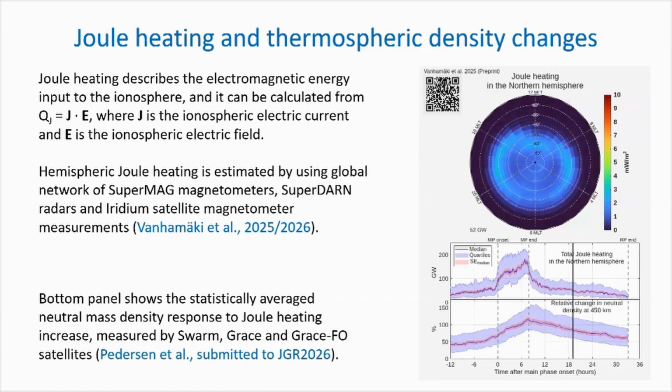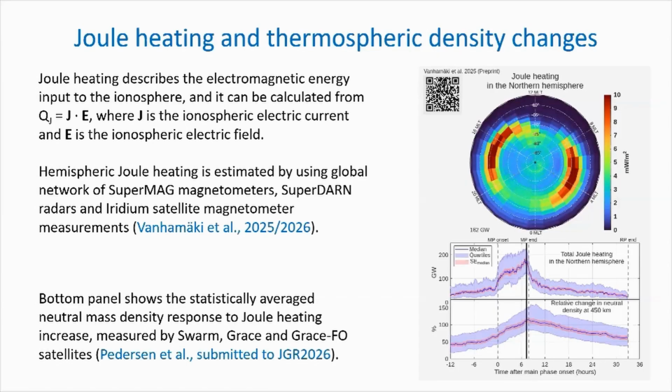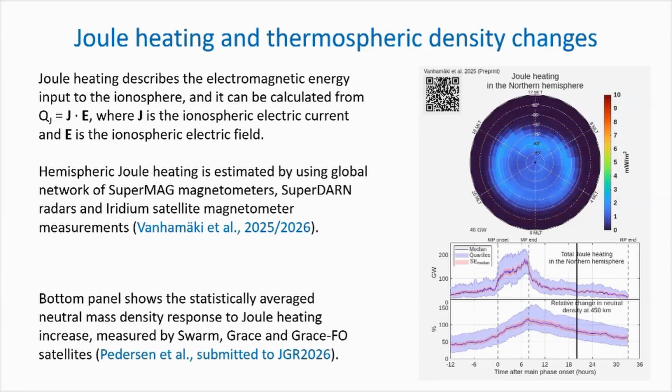And here I have two panels. So this upper panel is the integrated Joule heating in the northern hemisphere, and the lower panel is the analysis of the neutral density changes at about 450 kilometer altitudes based on Swarm and GRACE measurements. And as the Joule heating is getting up, also the density enhancements start to be visible in the data, and the statistical median is over 100% increased compared to the quiet level baseline.